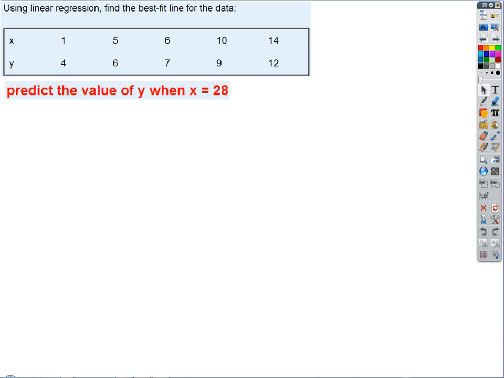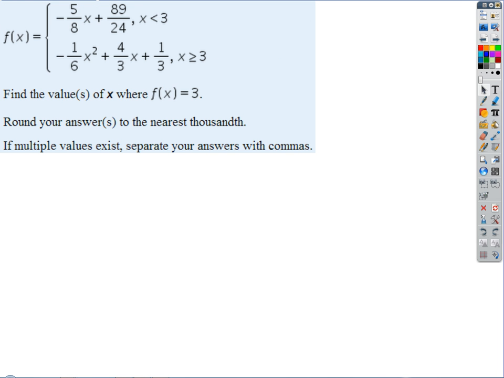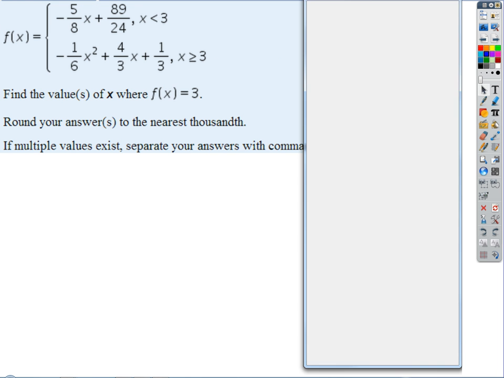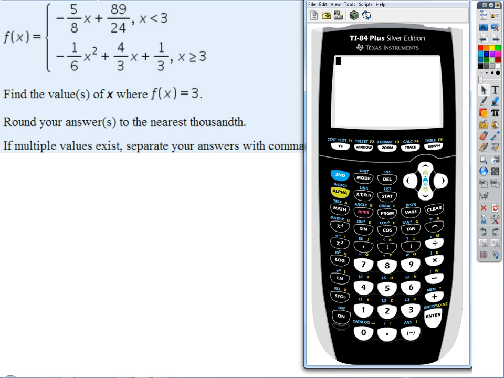But let's quickly review, how do you do that? Okay, so if I want to do a piecewise function, remember what our strategy is. How do we do that on a graphing calculator? Here's how we structure it.